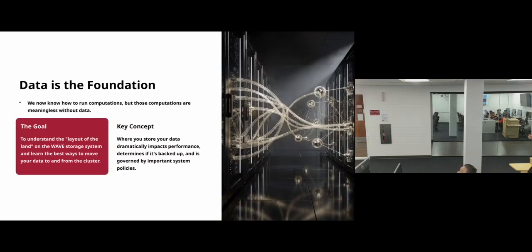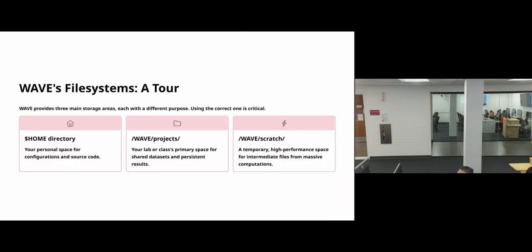Okay, so data is the foundation. We now know, well, actually, no, we haven't covered that yet. But anyway, ignore that part. So the goal here is to understand the layout of the land on the Wave HPC system. Basically, what file systems are available to you. And the key concept here is where you store your data dramatically impacts performance, and also whether your data is backed up, for example, right? Whether you get to keep your data if you happen to lose it.